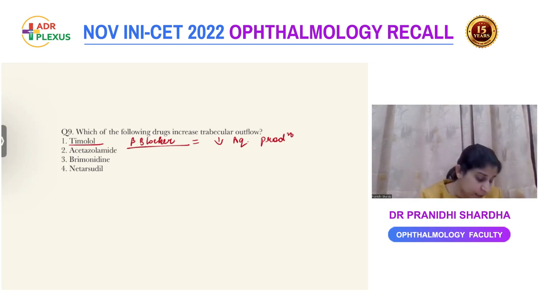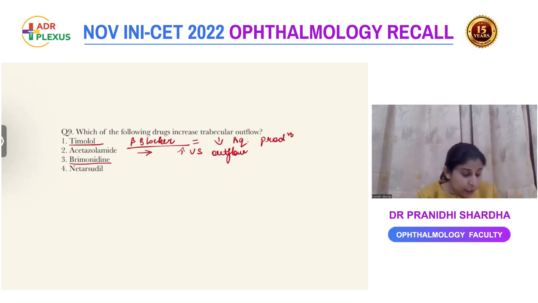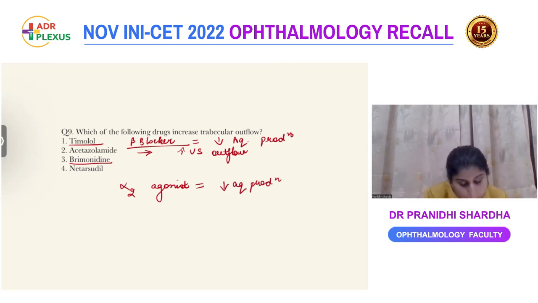Next is the prostaglandin, which increases the uveoscleral outflow. Brimonidine has a dual action. Brimonidine is an alpha 2 agonist. It has a dual mode of action. It decreases the aqueous production and increases uveoscleral outflow.